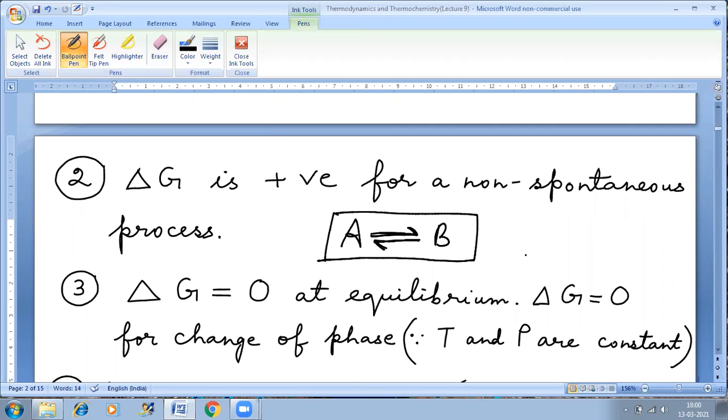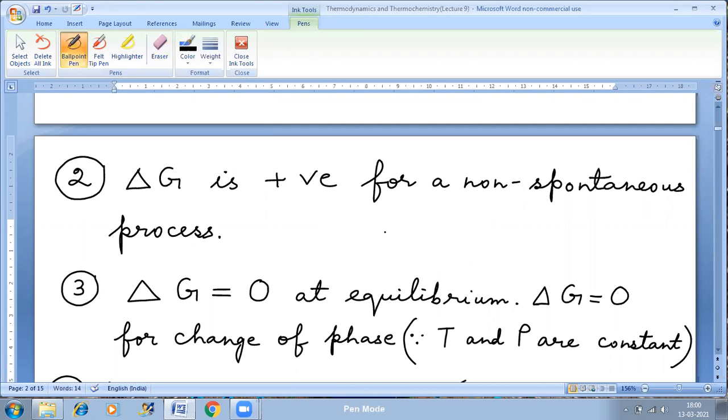At equilibrium, delta G is zero. There is no change in G, and so we say delta G is zero. Delta means change. So if something is constant, there is no change in it. And if there is no change, I say that the change is zero. So at equilibrium, delta G is equal to zero.